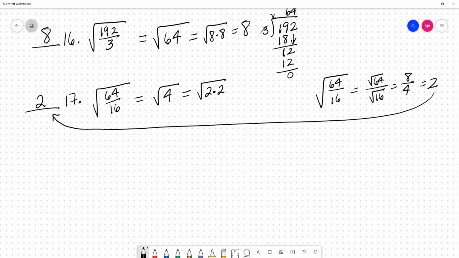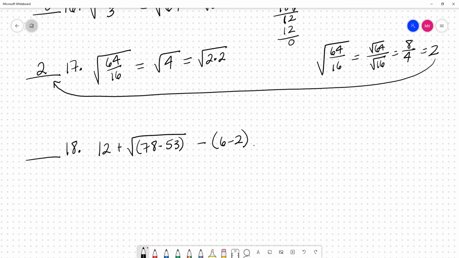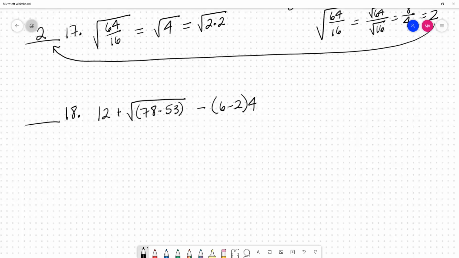Okay, now let's get to 18. This is what I would like for you to fix on your paper. I want you to extend that square root symbol to cover 78 minus 53. That's why I put it in parentheses, because that's the square root of 78 minus 53. Then we're going to subtract 6 minus 2 and multiply that times 4.